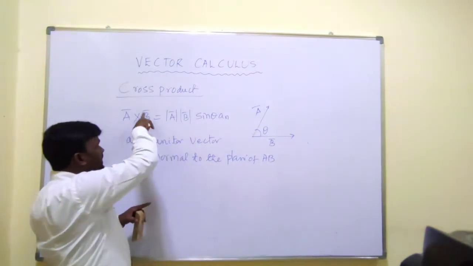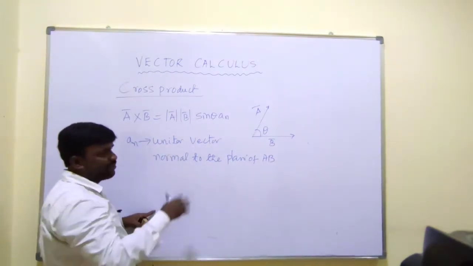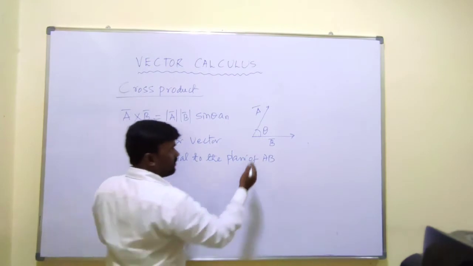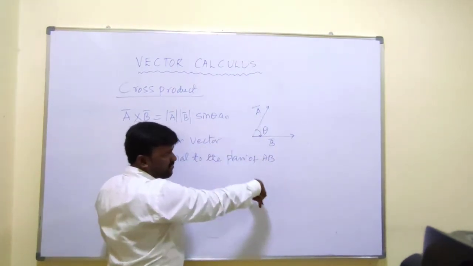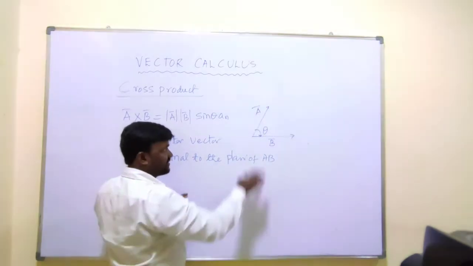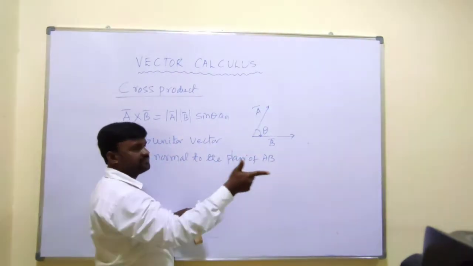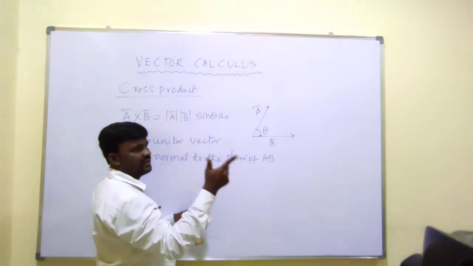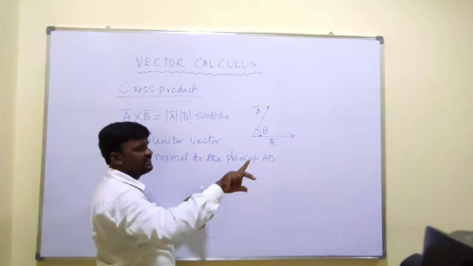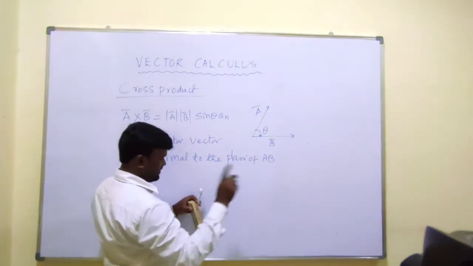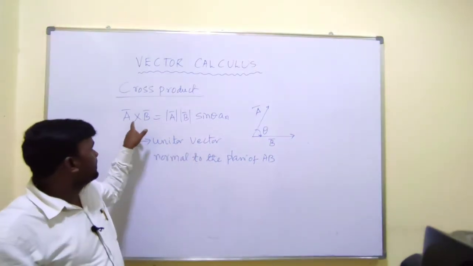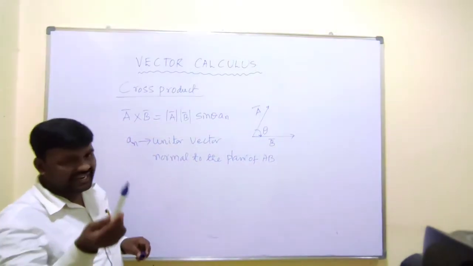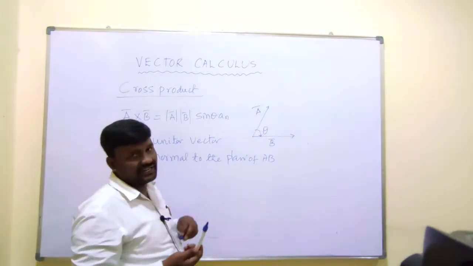The resultant of this A cross B gives what? Into the board or out of the board. If I take like this, means clockwise direction, that is A cross B. Let us take like this. Basically this A cross B gives what? Right-handed. It satisfies the right-handed screw rule.